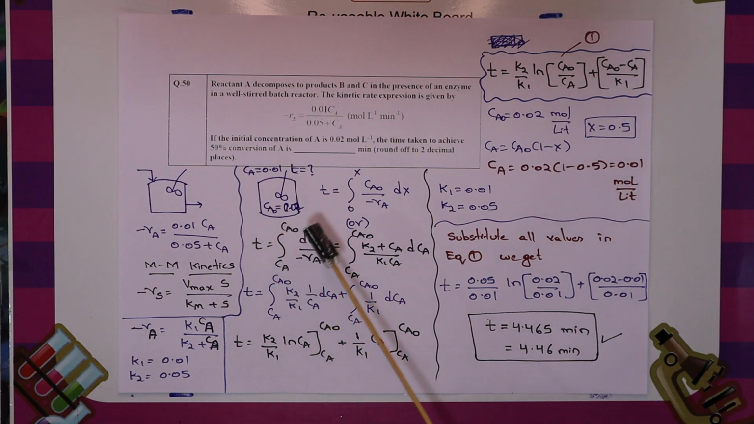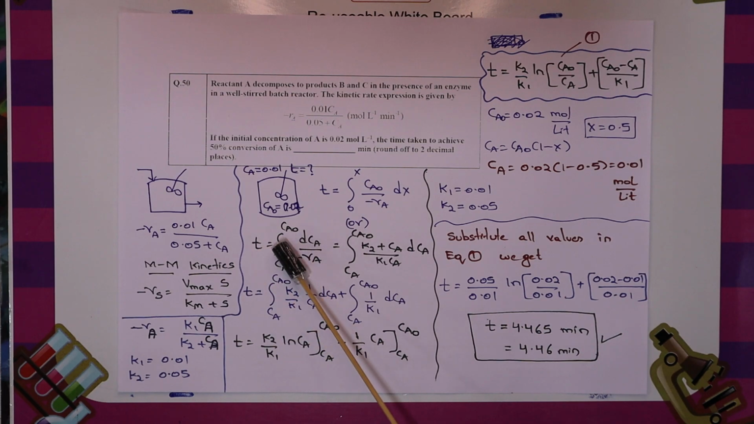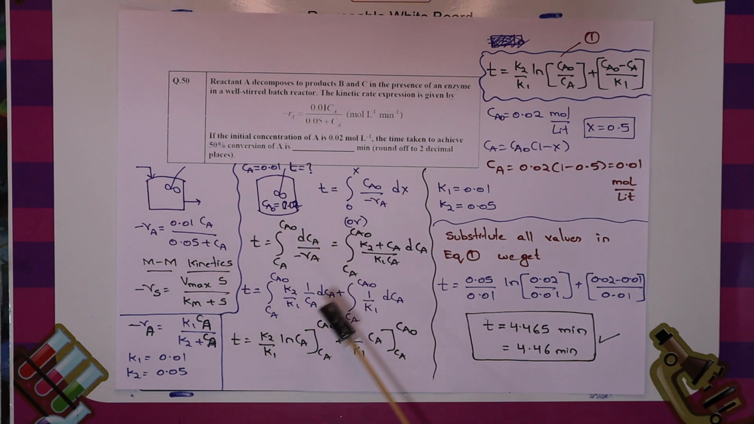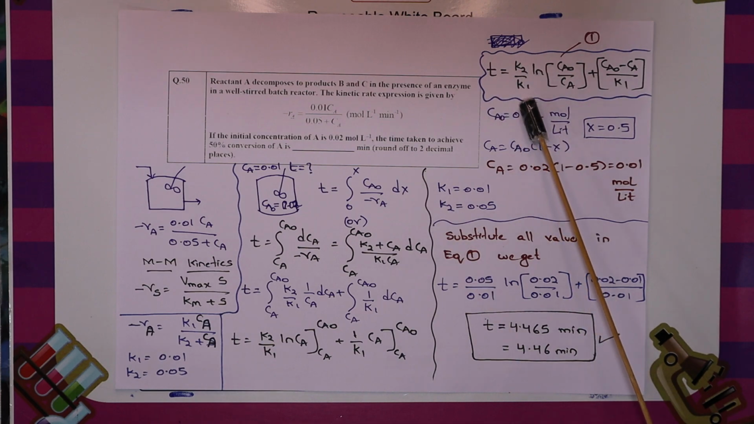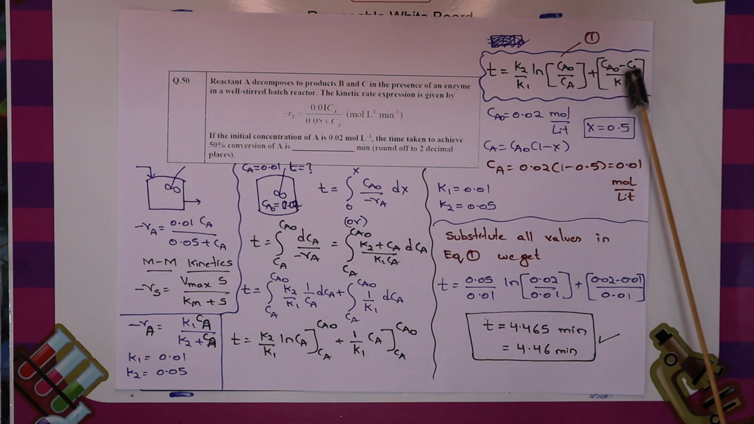This is in terms of conversion; now in terms of concentration. Time needed for reaching the final concentration Ca from the initial concentration Ca0: the design equation for the batch reactor is T equal to integral from Ca to Ca0 of dCa by minus Ra. Minus Ra is provided, which is K1 Ca by K2 plus Ca. So you simply substitute for Ra and integrate. The first term is the ln term, the second one is a normal term. So finally time is equal to K2 by K1 into ln Ca0 by Ca plus Ca0 minus Ca by K1.